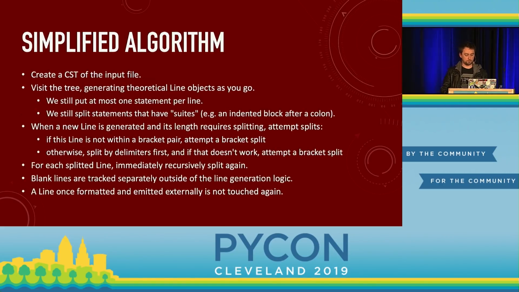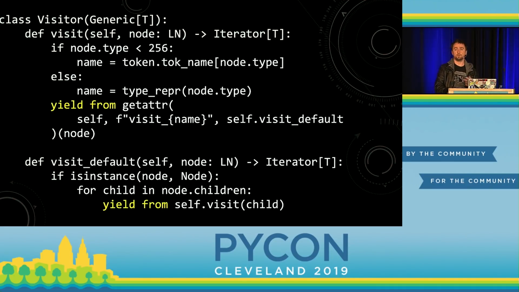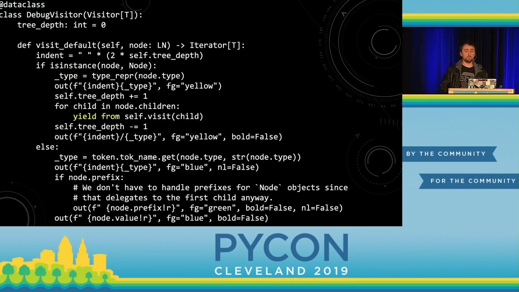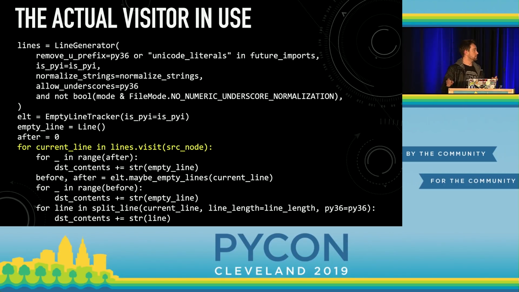So going back to this, and I don't really expect you to read this now, we visit the tree, right? We still put at most one statement per line. We are attempting either the bracket splits or the delimiter splits. But we visit the tree, so how does the visitor work in Black code? Well, the visitor is essentially a generator. It will generate lines one by one. This is the actual abstract visitor implementation that I'm using. The debug visitor that I used to do the graphical representation that we looked at before just fits in one slide. I don't expect you to read it now. I just wanted to show you that it's rather easy and usable in practice, especially since on the user side, you just iterate over the call to the visit method.